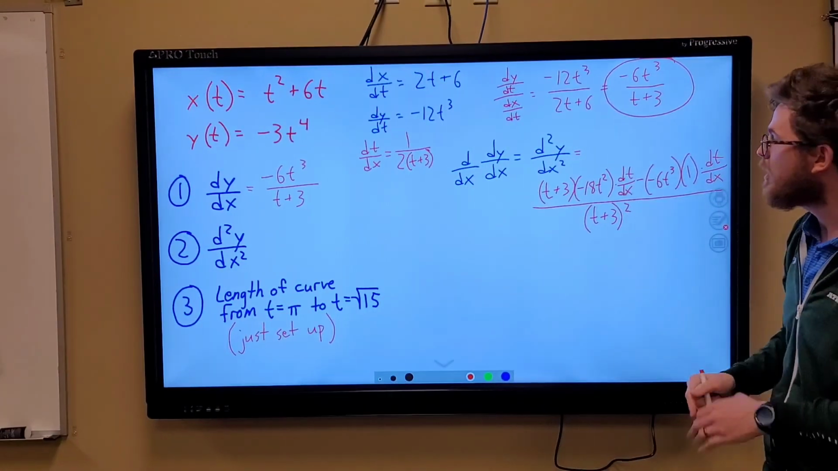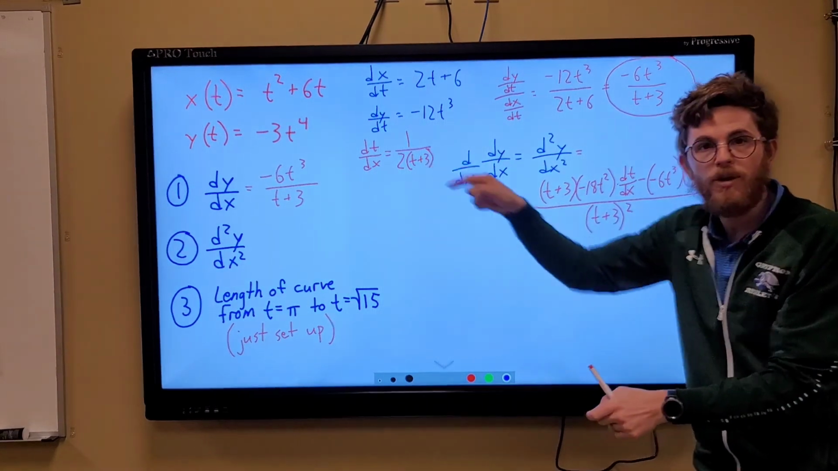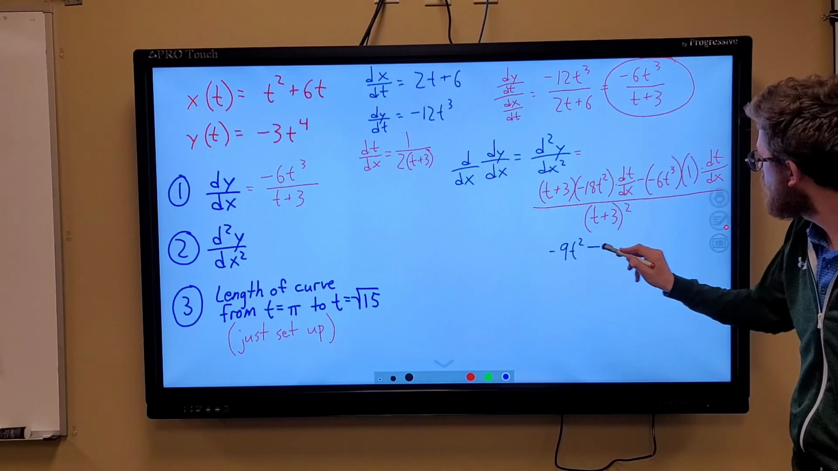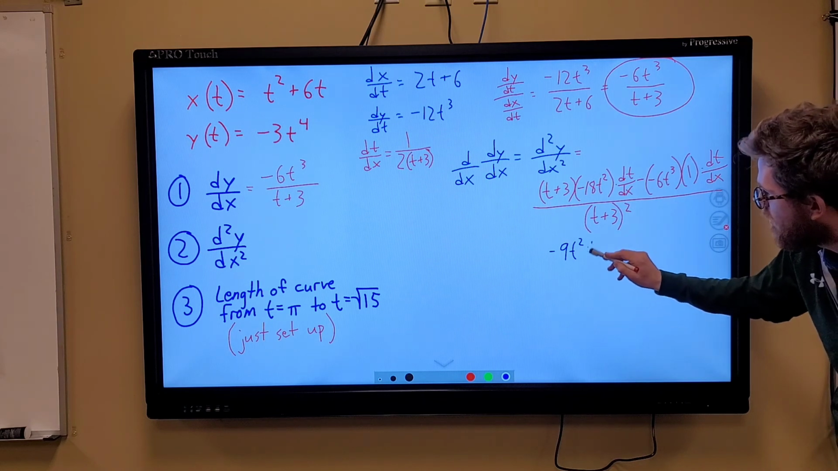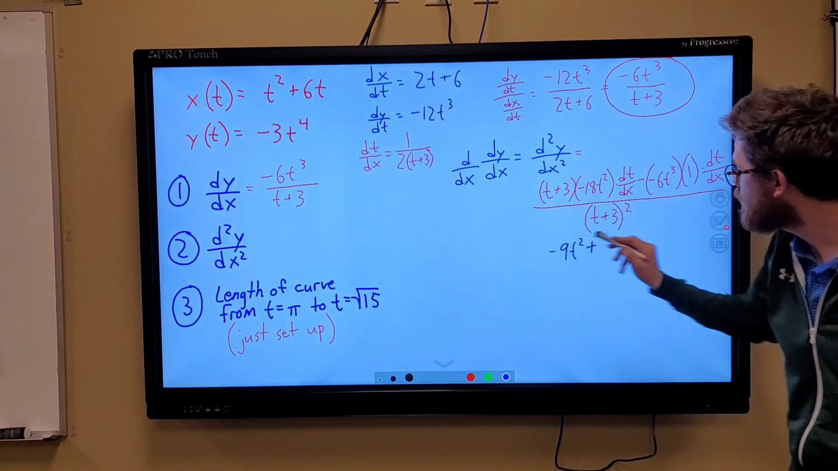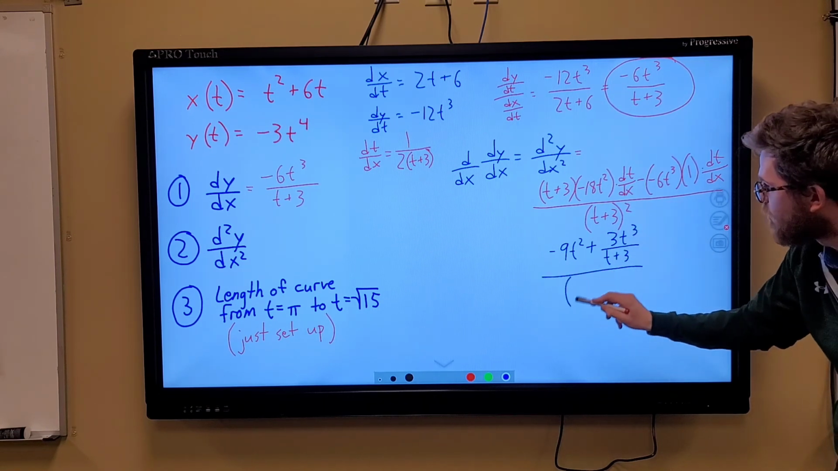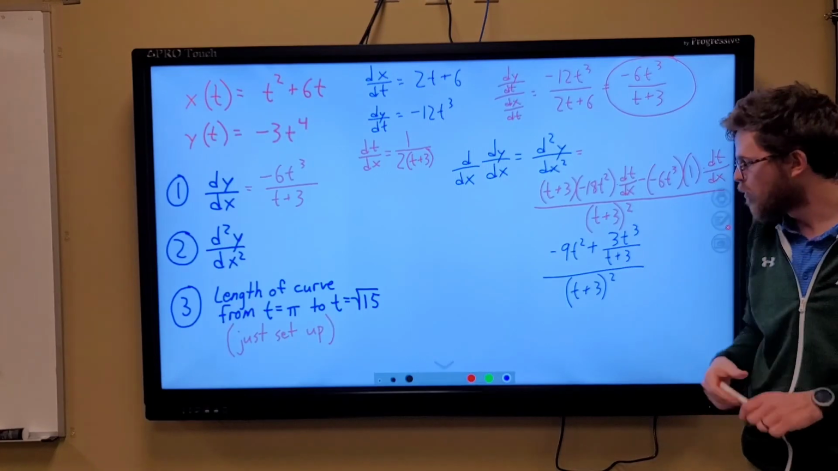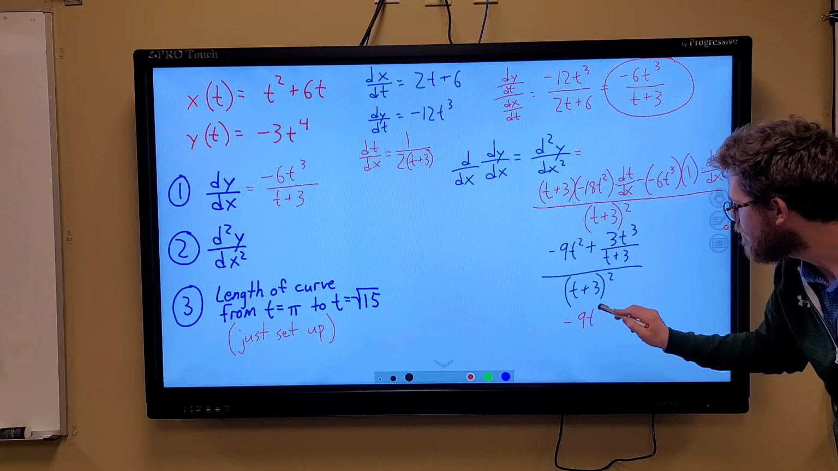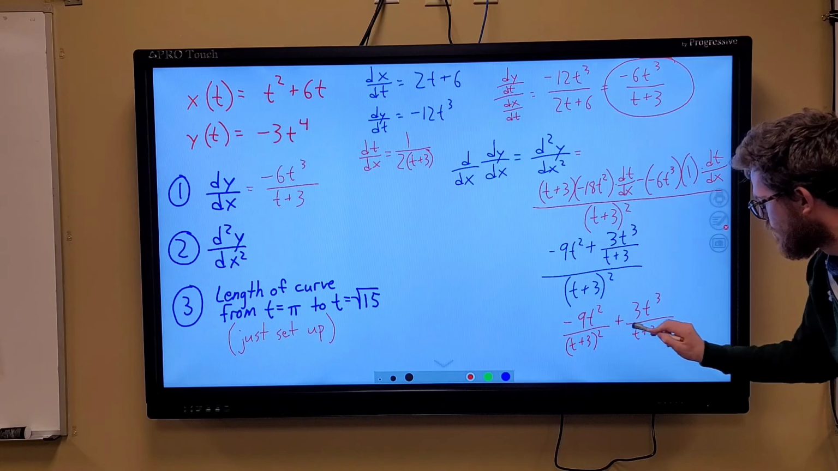And now when I plug in the dt over dx right here, notice that the t plus 3 on top and the t plus 3 on the bottom will cancel out. We have a 1/2. 1/2 times negative 18 gives me a negative 9t squared, minus, really plus, because we're subtracting a negative, the positive 6 divided by 2 gives me a 3t cubed over t plus 3. All of this is still being divided by t plus 3 squared. We could then divide everything by t plus 3 squared. It would simplify down a little bit more: negative 9t squared over t plus 3 squared plus 3t cubed over t plus 3 cubed.